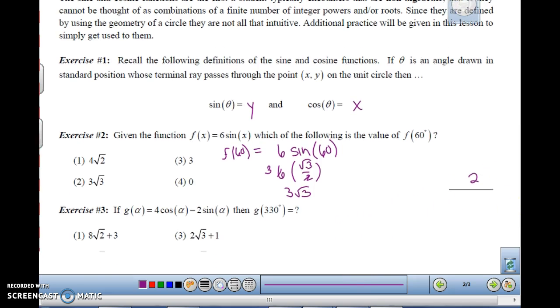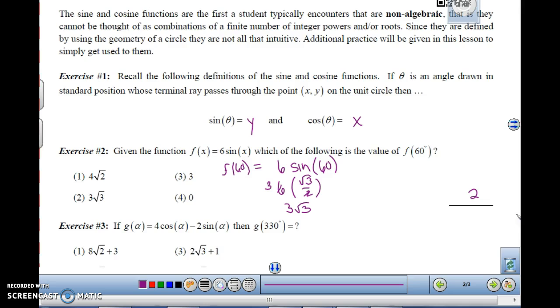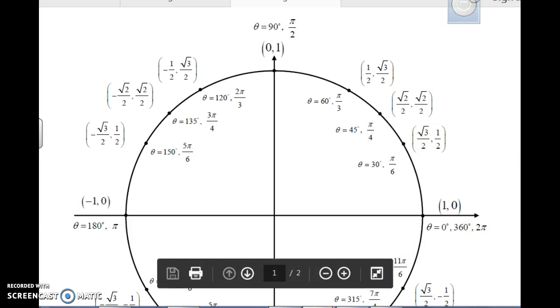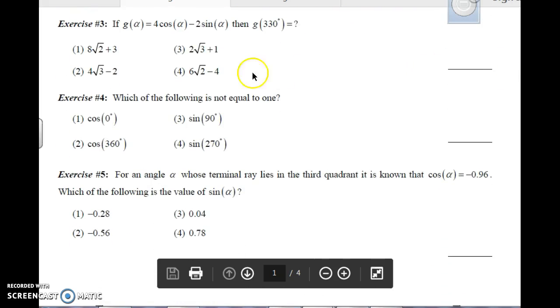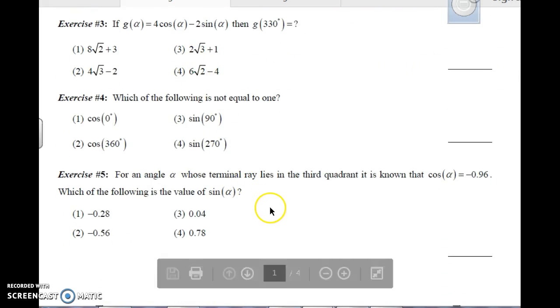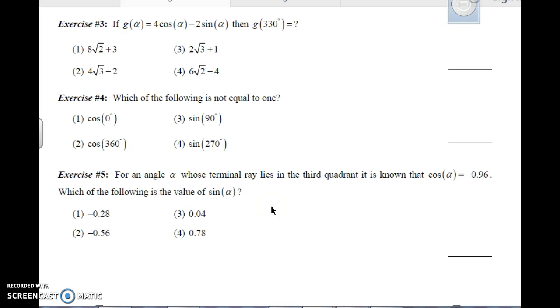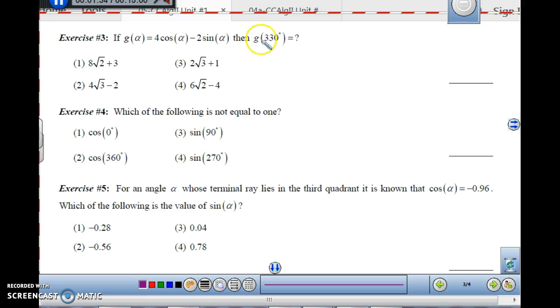Okay, let's take a look at exercise 3. If g of alpha equals 4 cosine alpha minus 2 sine alpha, then g of 330 equals. Okay, so I need to know what g of 330 is. So I'm going to plug that in. G of 330, I'm going to plug it in everywhere for alpha.